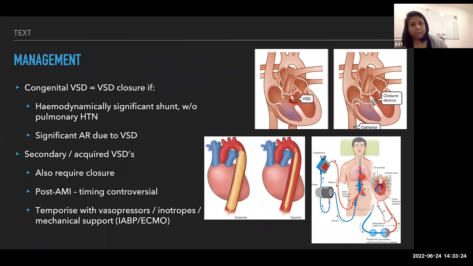In terms of management, congenital VSDs get closed if they've got a hemodynamically significant shunt and don't have pulmonary hypertension, or if they don't have an indication for VSD closure but have significant aortic regurgitation. Then these patients generally need to have some kind of closure device placed in. For secondary or acquired VSDs, so these might be the ones that we see in the unit, or we might see adult patients with progressively large VSDs, these also require closure. It varies depending on the etiology of the acquired VSD, but for post myocardial infarction, the timing remains really controversial. Ideally they try and wait, but sometimes given the patient's hemodynamics, that's not always possible.